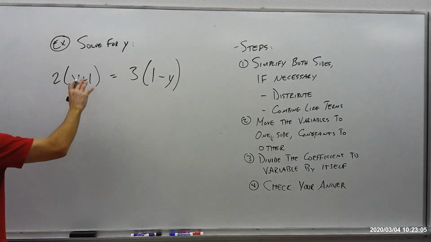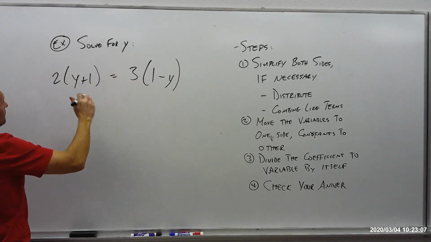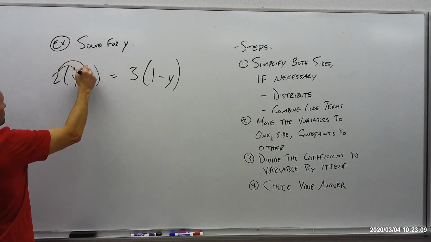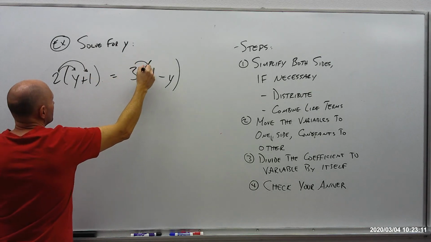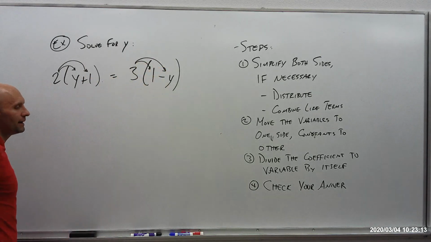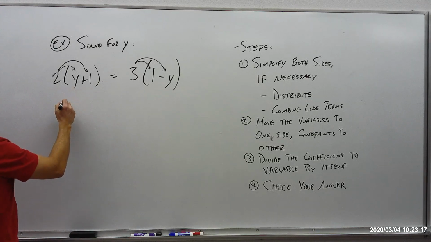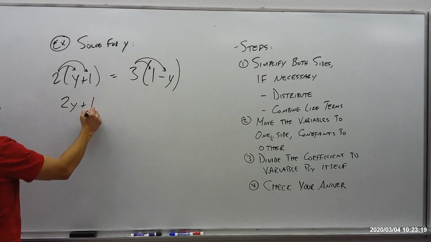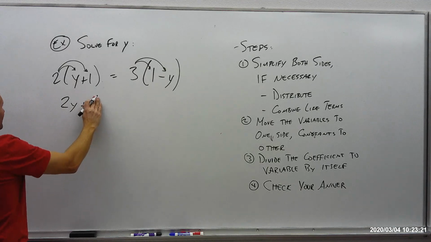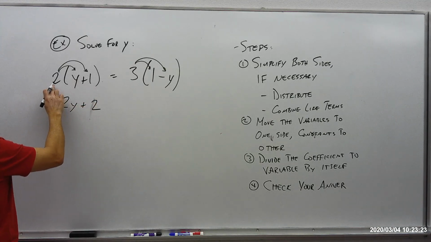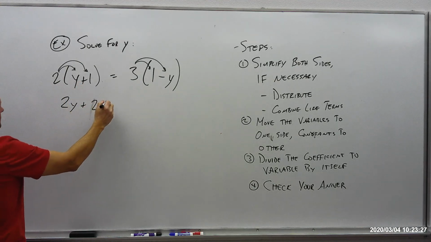So we're going to do what? Step 1, we need to simplify both sides. I need to distribute the 2 on the left. I need to distribute the 3 on the right. We have a negative, so be careful. On the left, when we distribute, we get what? 2y plus 2. 2 times y is 2y. 2 times 1 is 2.